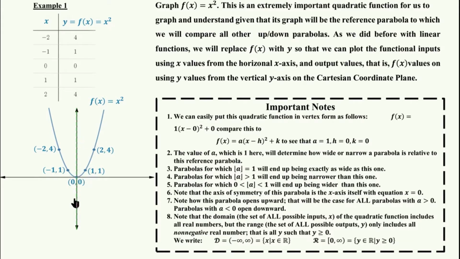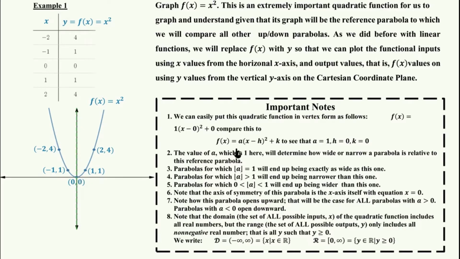Here is the line of symmetry, which, if you notice, is the y-axis itself, which is going to have the equation x equals 0. And notice that we can also easily put this into the f of x equals a times x minus h squared plus k form. And we notice that in that form, our a is going to be 1, h is going to be 0, and k is going to be 0. So we can see that 0, 0, h, k is the vertex.